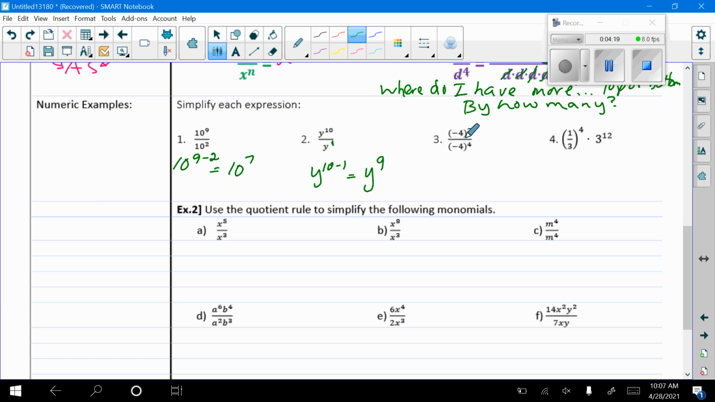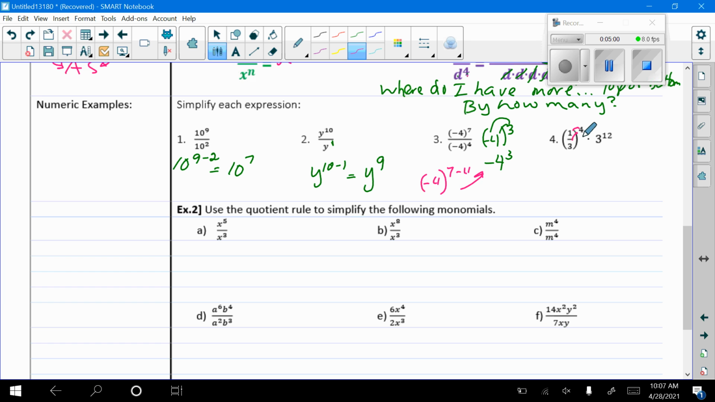This next step, I've got -4 and -4 both on the inside of my parentheses. So it's to the 7th power and to the 4th power. So if that is to the 4th power, I'm going to say, where do I have more? Top or bottom? Top by how many? 3. So it's going to be -4 to the 3rd power. And then I can simplify that, saying 3 negatives is a negative, bring it to there, so it's 4 to the 3rd. This means the same thing. I could have said -4 to the 7 minus 4, which is also that.